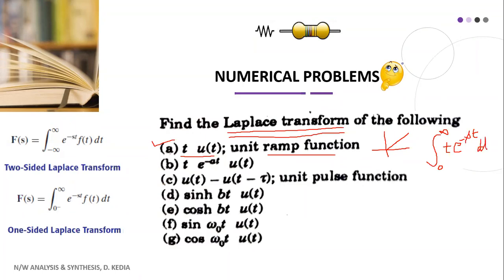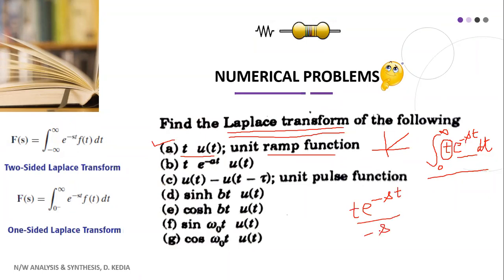So this is the integral expression that you need to evaluate. Since there are two time domain functions, you will have to apply integration by parts. You take t as your first function, and e raised to minus st as your second function. If you do that, then what will you get? If you solve this integration, you will have the first function as it is, times the integration of the second function, that is e raised to power minus st, divided by minus s.